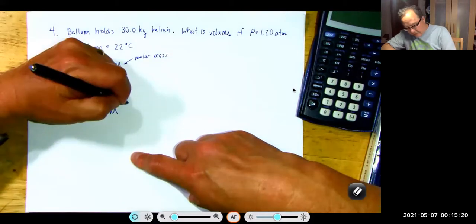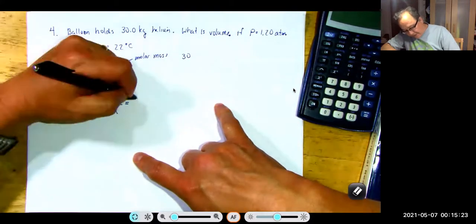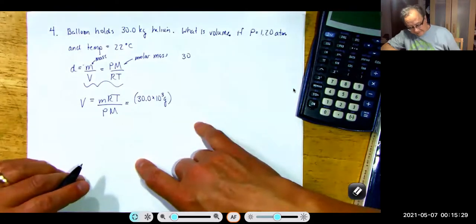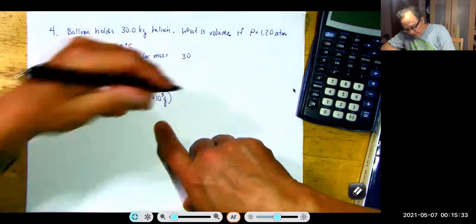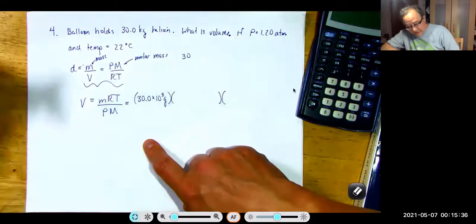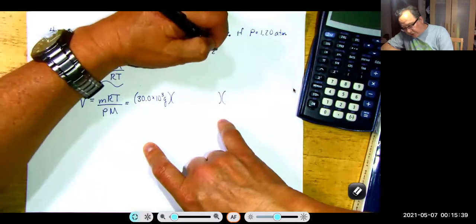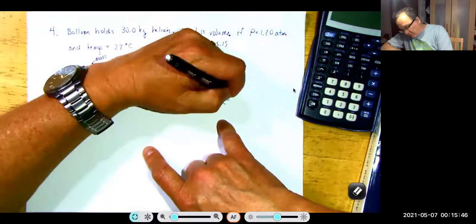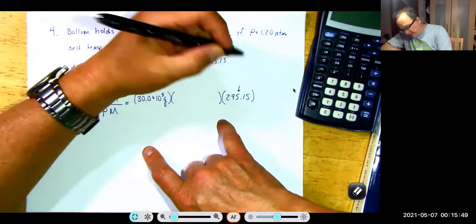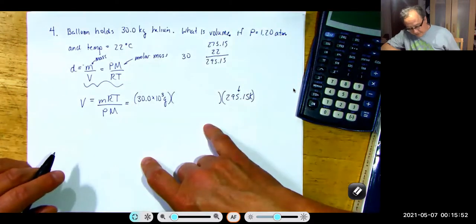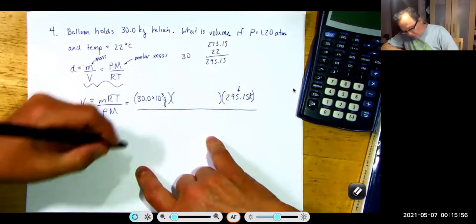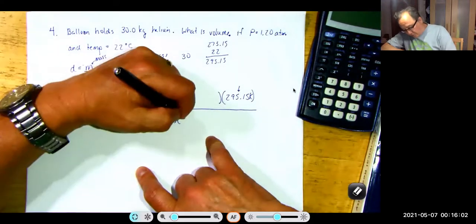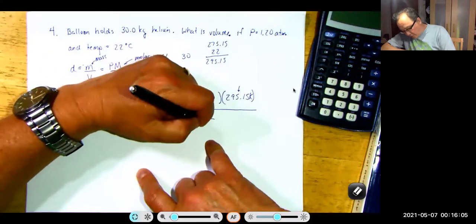So we have 30 kilograms, and we could write that instead as 30.0 times 10 to the third grams. And for R, we're going to use one R or the other R, depending. 22 degrees Celsius is going to be 22 plus 273.15, which is 295.15. But this is only good to the ones, so I'm going to put a little arrow there. For the pressure, we're going to use 1.20 atmospheres. And for the molar mass of helium, we're going to use 4.01 grams per mole.